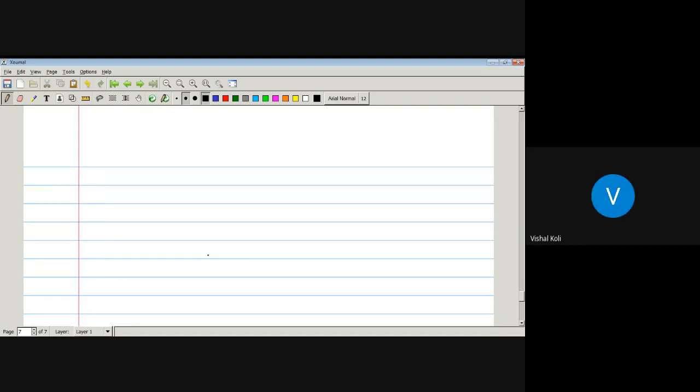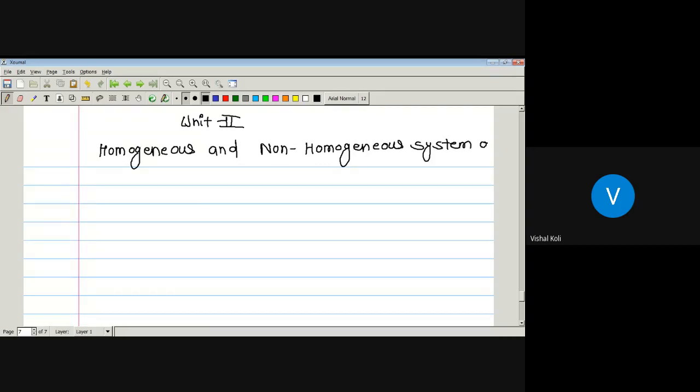Okay, so today we will start our second unit, which is nothing but the homogeneous and non-homogeneous system of linear equations. Okay, first we will see what is the system of linear equation.